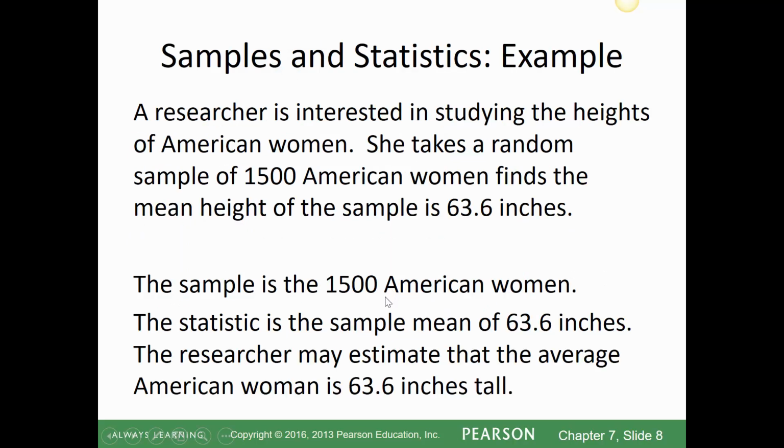So here's an example. A researcher is interested in studying the heights of American women. She takes a random sample of 1,500 American women, finds the mean height of the sample is 63.6 inches. So the sample here is the 1,500 American women. That's our group, our subset of the population. The statistic here would be the sample mean, which is 63.6 inches. So the researcher may estimate that the average American woman is 63.6 inches tall.